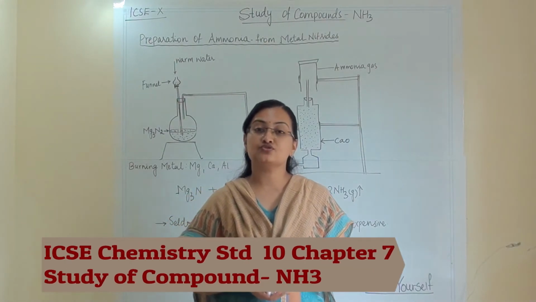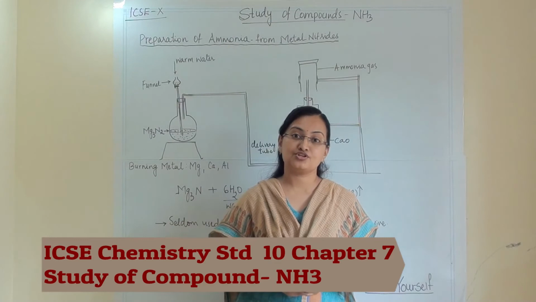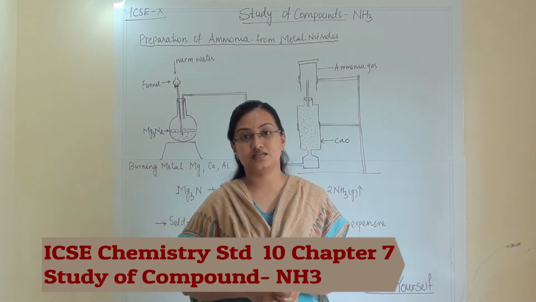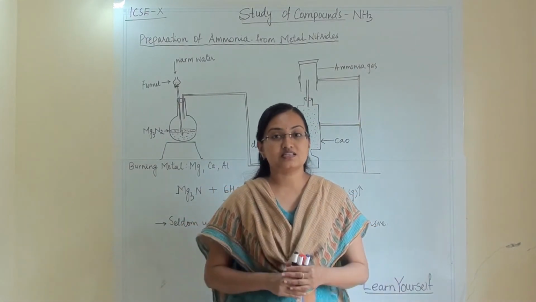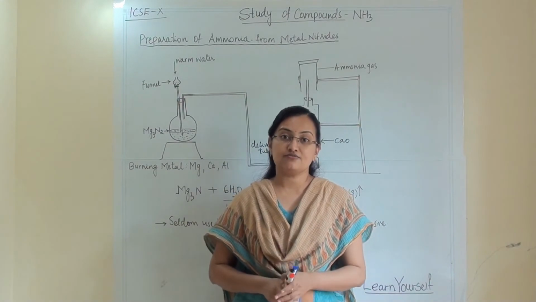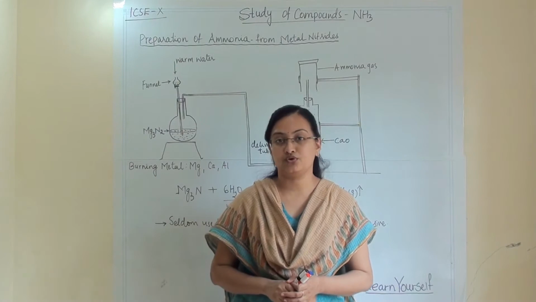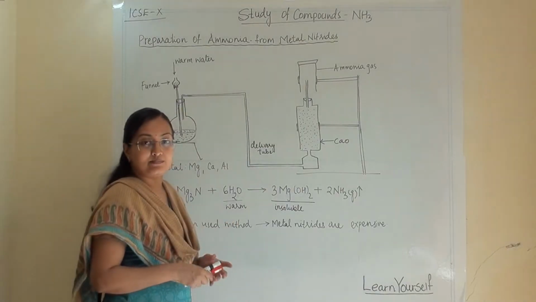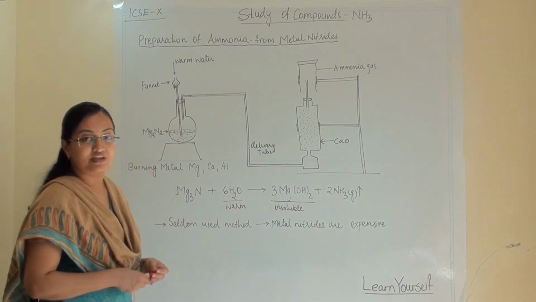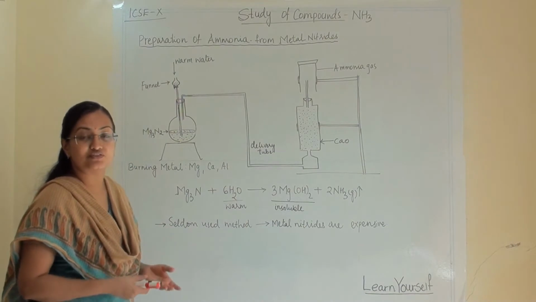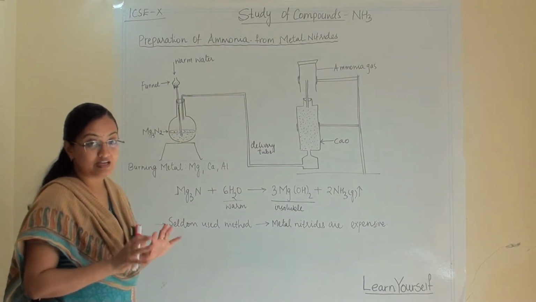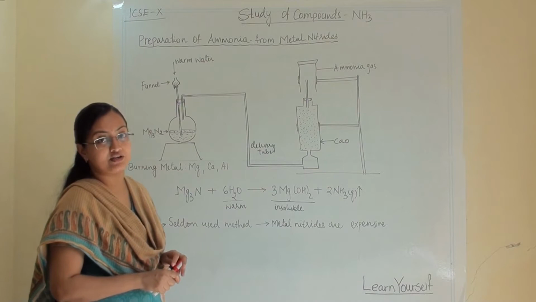Today we are going to study the lab preparation of ammonia via metal nitride. This topic is under ICSE 10th standard, from the chapter Study of Compounds, and there we are learning ammonia. In the earlier lab preparation of ammonia, we saw that we generated ammonia and collected it by displacement of air.